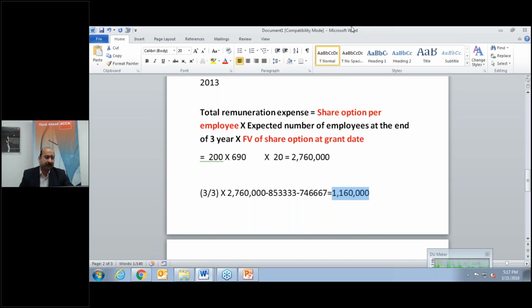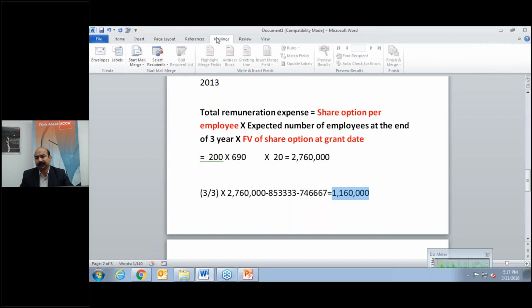But what will be the formula? Simple formula. The number of options we have agreed per employee, into the fair value of that share option at the date of inception, into what you expect at the end of that particular period. How many people will be there at the end of the vesting period?